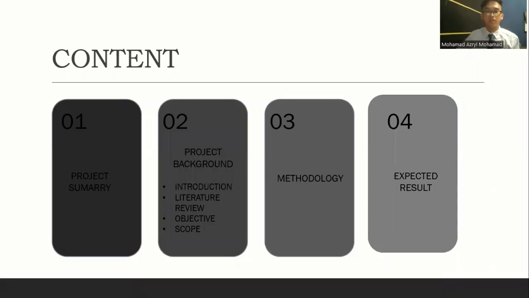Here is my content for my proposal. First is project summary, number 2 is project background, number 3 is methodology, and lastly is expected result.